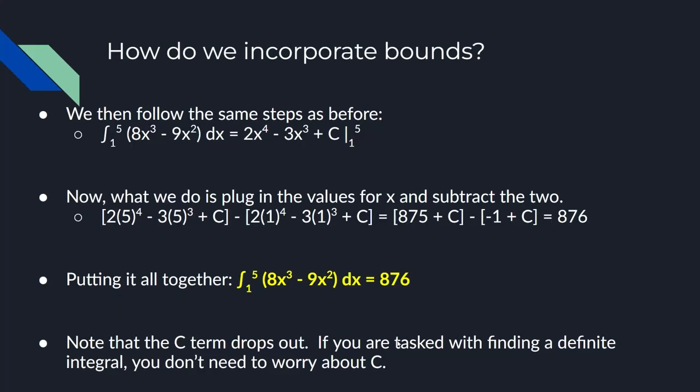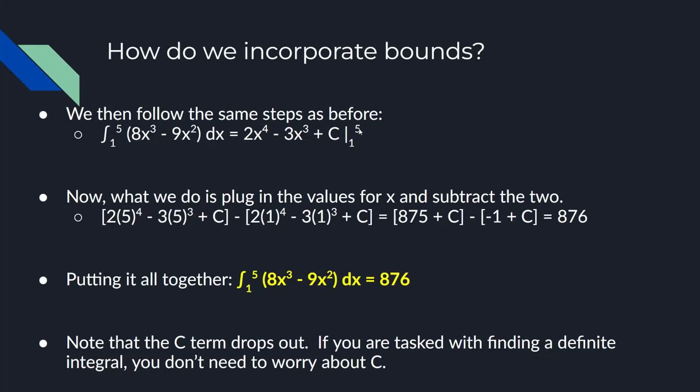Now, how do we actually incorporate this? Well, once we take the integral like we did last time, we get to the same step. And then what we do is on the right-hand side, we draw a little line. And then again, we write 1 and 5. Now what we have to do is what's called evaluating the bounds. What that means is we plug in these numbers, 1 and 5, into this equation for x, and then we subtract the two terms. This is essentially doing final minus initial.